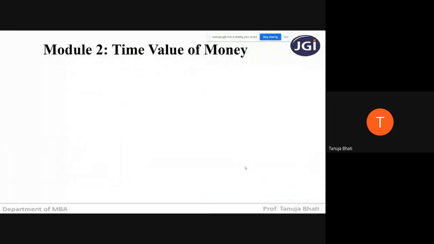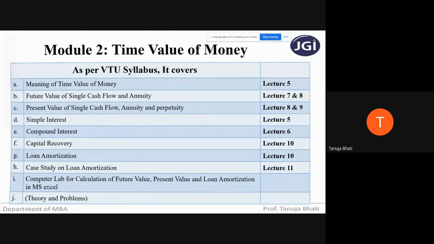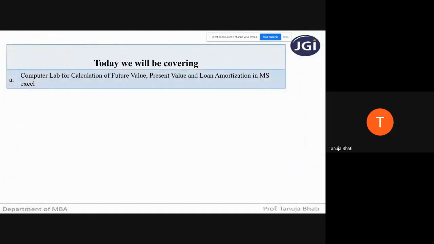As we know, under this particular module, we have seen the meaning of time value of money, future value, how to calculate the present value, simple interest, compound interest. We have seen capital recovery, loan amortization and a case study on loan amortization. So today we are just left with this computer lab for calculation of future value, present value and loan amortization in MS Excel. So today we will be covering how to compute the future value, present value and loan amortization in MS Excel.